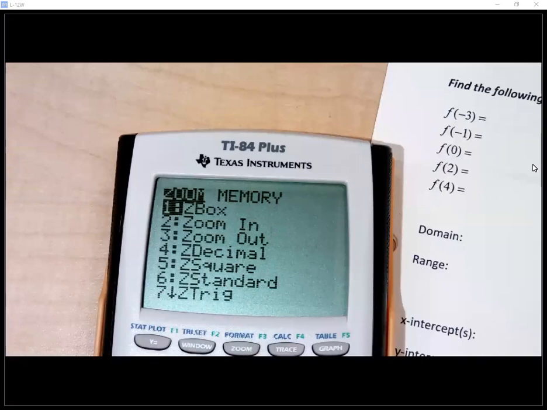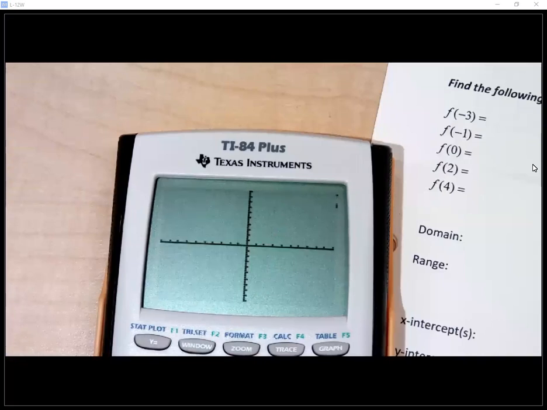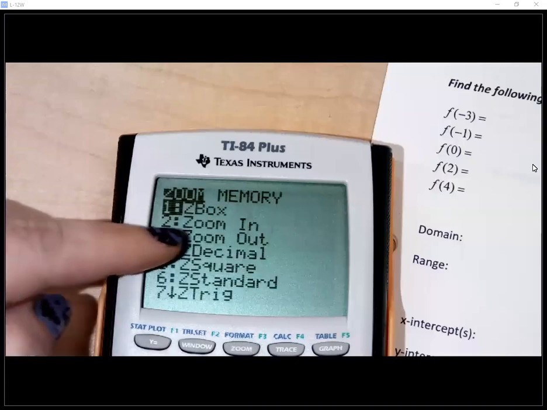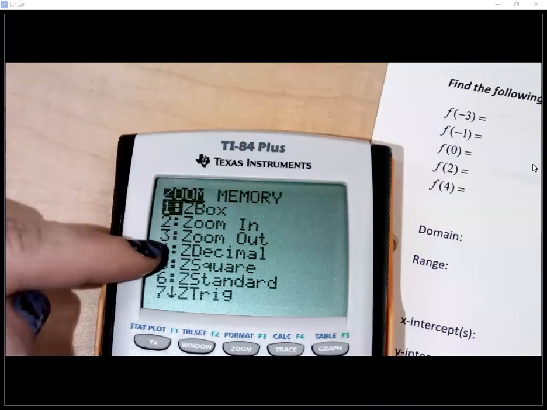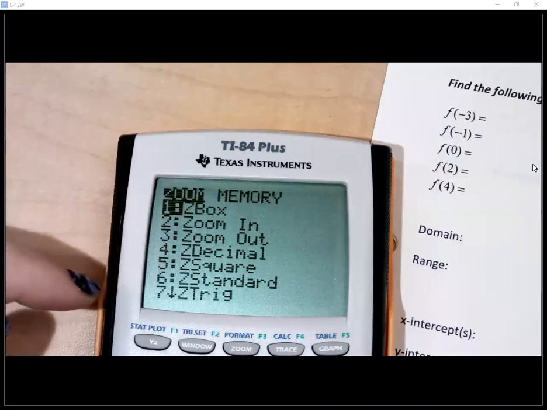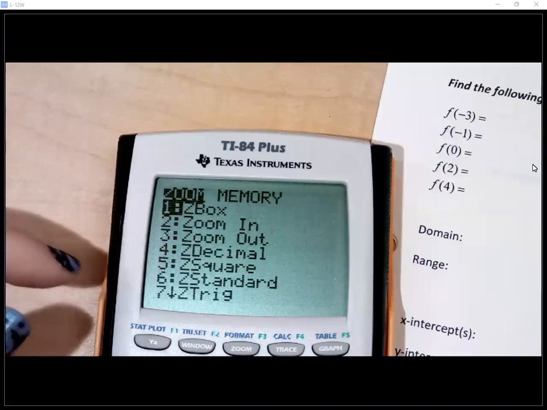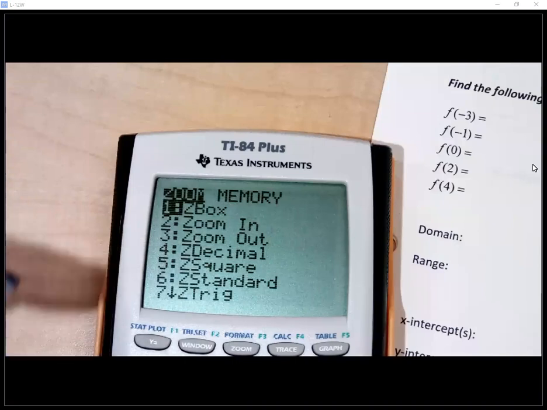Well, what happens if that's not the area that you want? You can always change the window manually if you wanted to. Or you could zoom in and zoom out from here if you wanted. So if you looked at some of the other options, zoom in, choice 2, zoom out, choice 3. So if you want to see just a little bit more of the graph, you could zoom out a little bit or zoom in as needed.